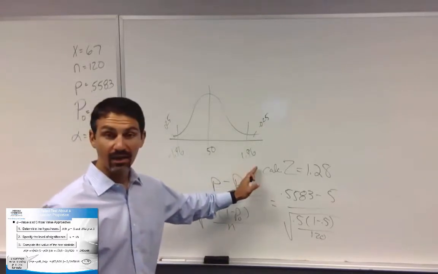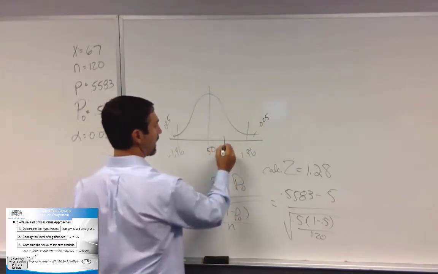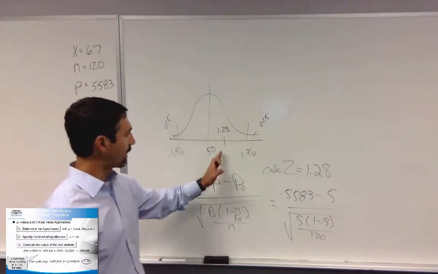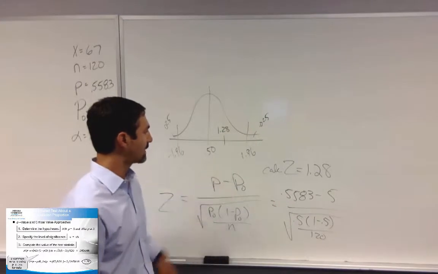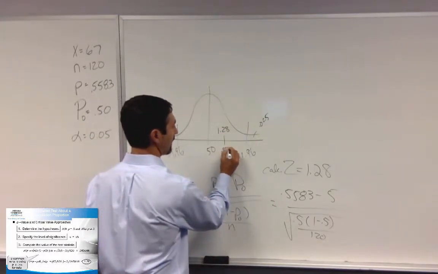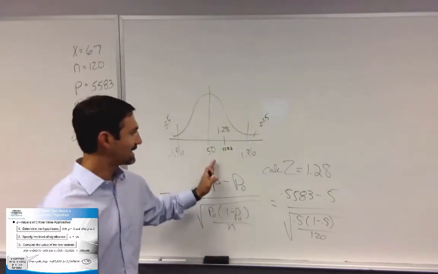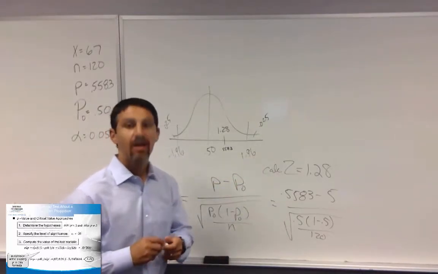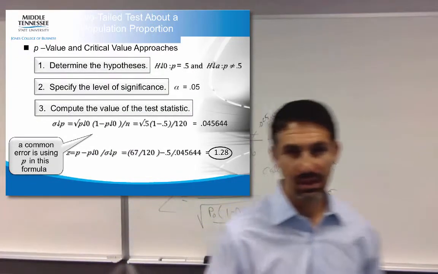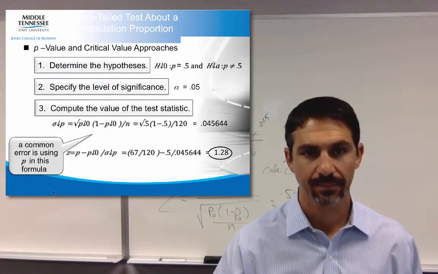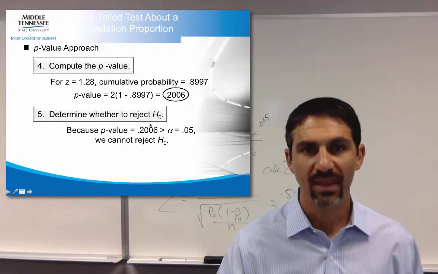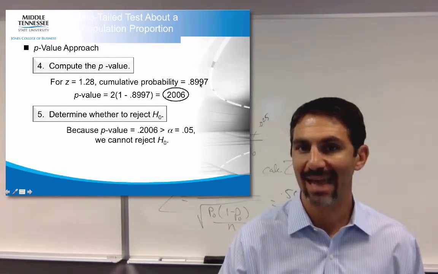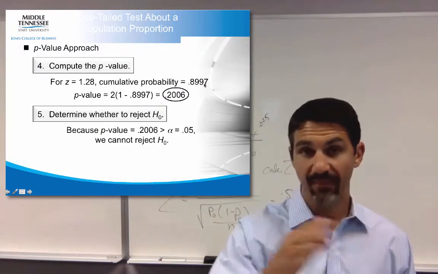Where does that fall on our bell curve? That falls about right here. And we can already see that 0.5583 is not that far away from the mean, based on the data that we have. What is the p-value that goes along with that? Let's take a look. We then take 1.28 and we find out 0.8997 is what you would have on the one side.